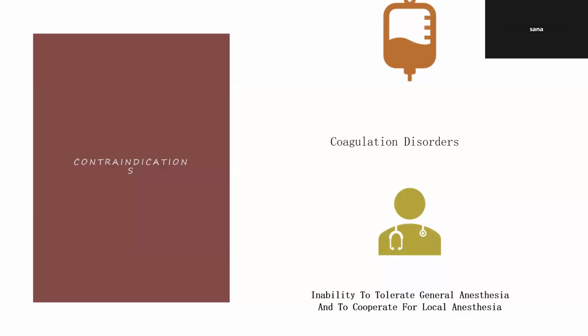The basic absolute contraindication is coagulation disorders, the coagulopathies. Whenever there is coagulopathy, if the platelet count is less than 50,000 per milliliter, it's absolutely contraindicated. Ideally, it must be more than 1 lakh for performing these stereotactic procedures.